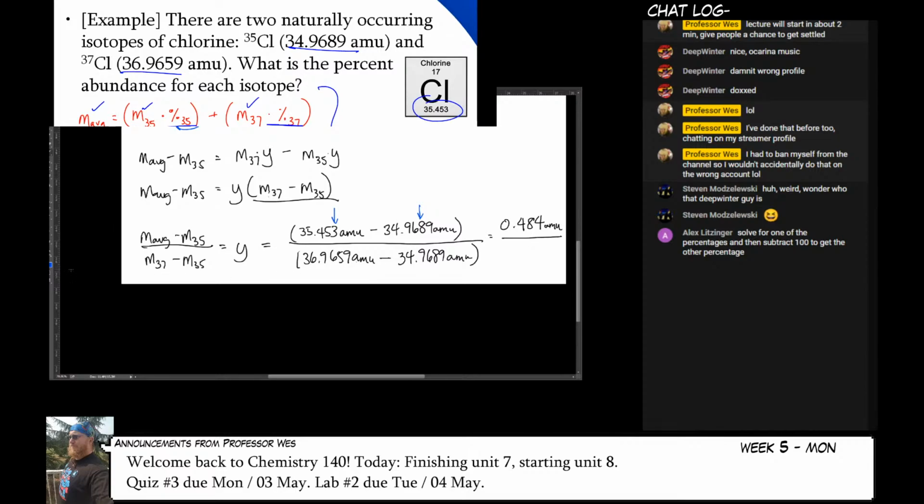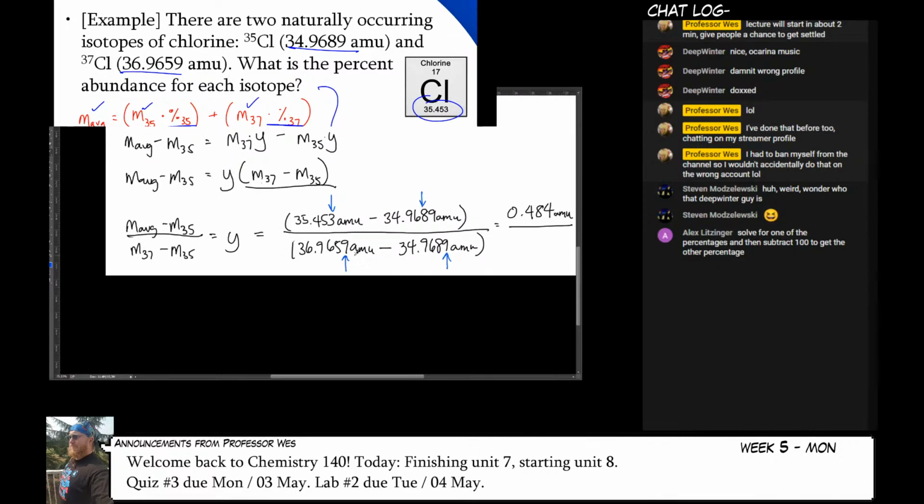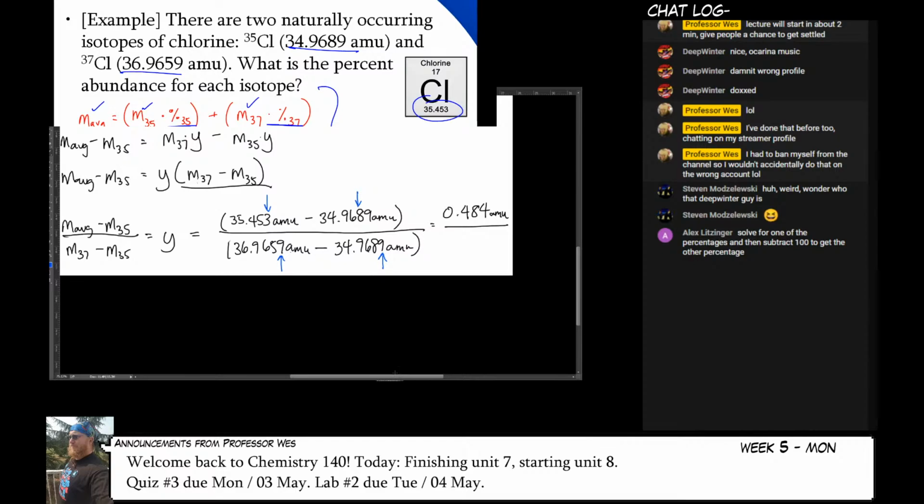On the bottom, I get to go to the 10,000ths place because both of those numbers have that. Oops, I didn't mean to do that. Well, now it's bigger. That's actually no good because I need, hold on, I need that. So I'm going to punch this in my calculator: 36.9659 minus 34.9689. And I get to keep to the 10,000ths place. So that number is 1.9970.